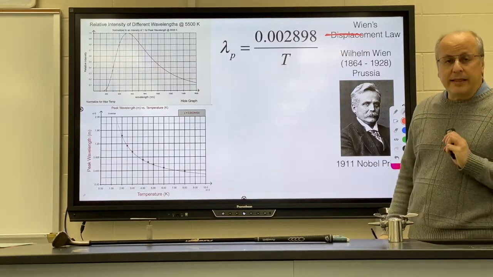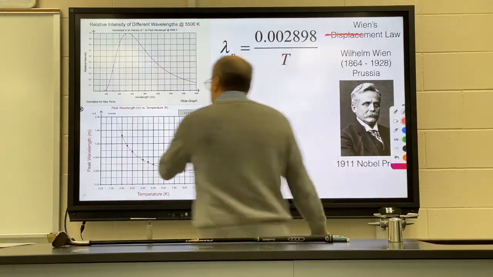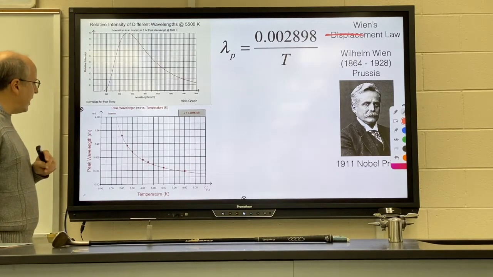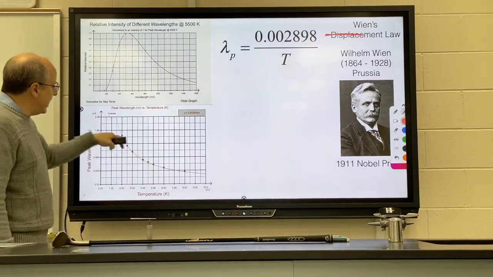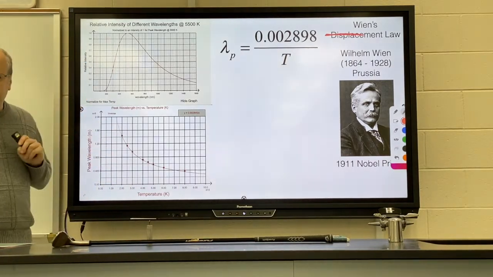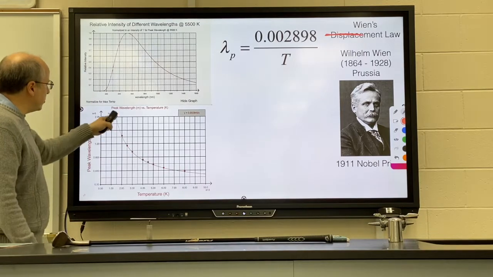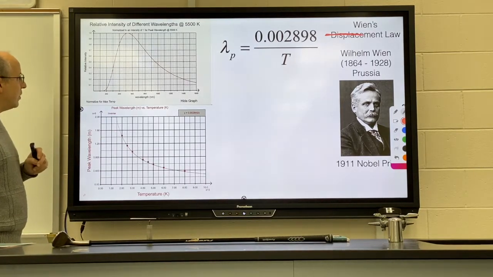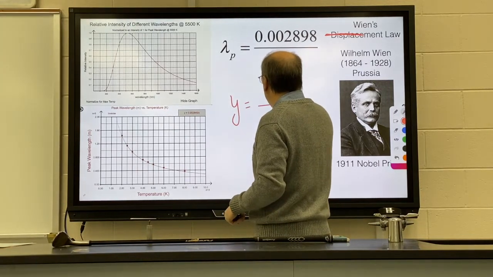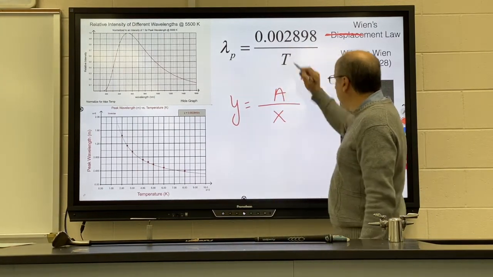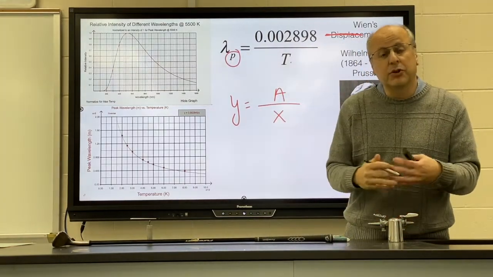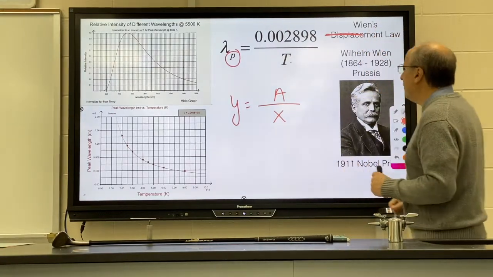Now when we plot this out, it turns out that it's an inverse relationship. So the connection between temperature and wavelength is an inverse relationship. Higher temperatures give you a shorter wavelength. Lower temperatures give you a higher wavelength. The formula would be y equals some number over x. X is temperature, y is wavelength. And again, it's the peak wavelength because there's going to be all kinds of different wavelengths coming off.